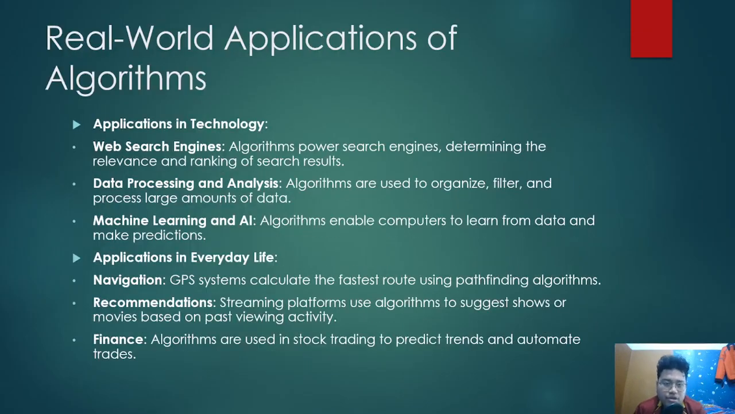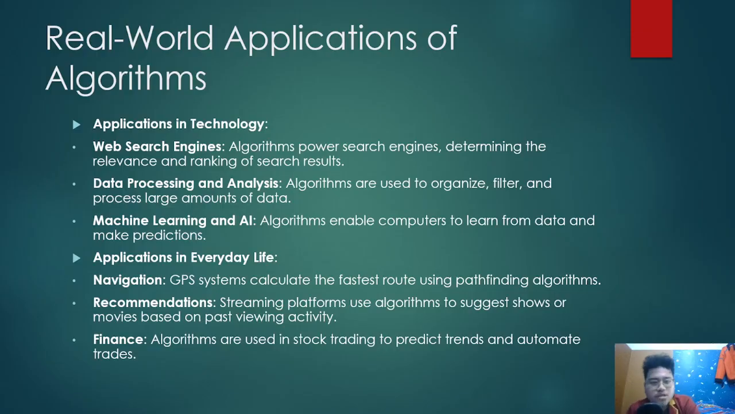Go to real-world applications of algorithms. Applications in technology. The first one is web search engines. Algorithms power search engines, determining the relevance and ranking of search results. Two is data processing and analysis. Algorithms are used to organize, filter, and process large amounts of data. Three is machine learning and AI. Algorithms enable computers to learn from data and make predictions.